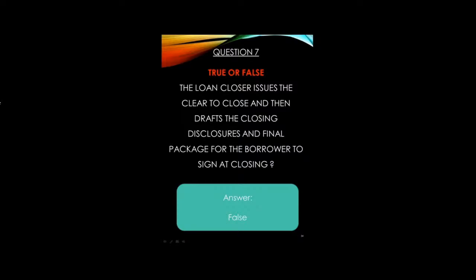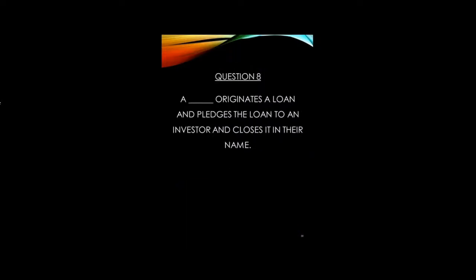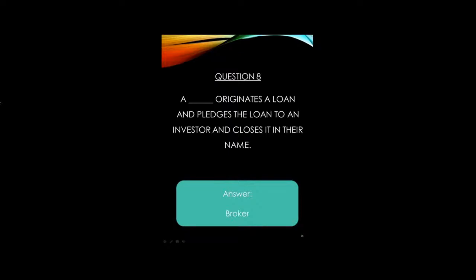So far you got 100. Going on to question 8. Let's continue this streak. Question 8. A blank originates a loan and pledges the loan to an investor and closes it in their name. Okay. We're looking at the type of lender in this question. I'm giving you a hint, okay? And the answer is broker. Okay. If you guys answered, trying to do like a loan officer, the correct answer is broker.